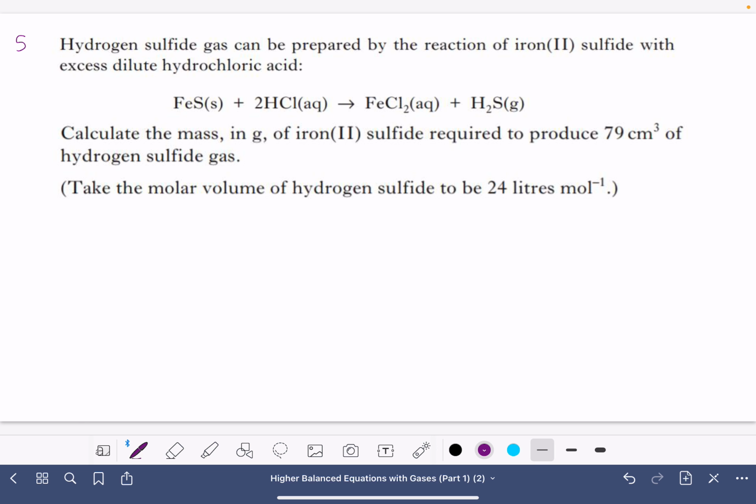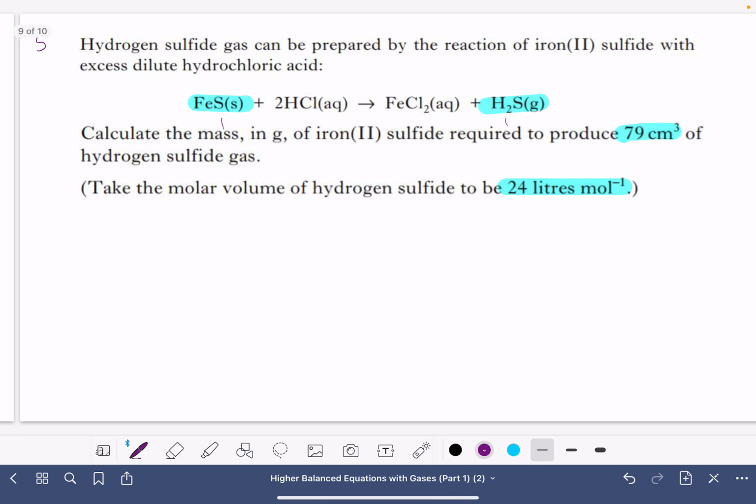So first thing I'm going to do, again, highlight the important information. So the mass of iron sulfide required to produce 79 centimetres cubed of hydrogen sulfide gas. And I've got the molar volume. So the mole ratio is 1 to 1. And I've got to start with my product here, because I'm asking how much of the iron sulfide, the reactant, is going to be required.